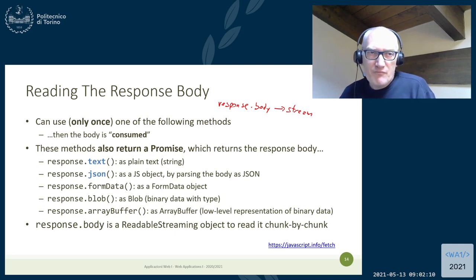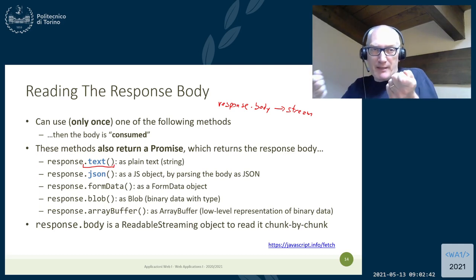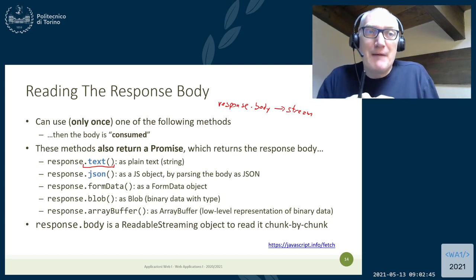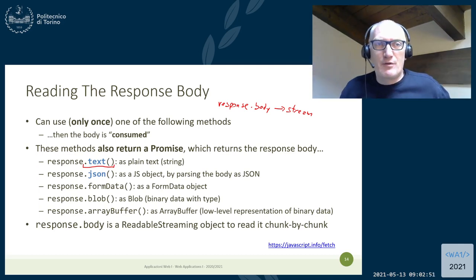And so that would require some more complex processing on our side, but basically can be simplified by using some of the predefined methods here that consume all this stream and convert it to a string or to an object. So if we know that this body contains some HTML text or some text otherwise, we can use the text method that will read the body stream up to the end of it, and will construct a string where all the text of the response will be stored.